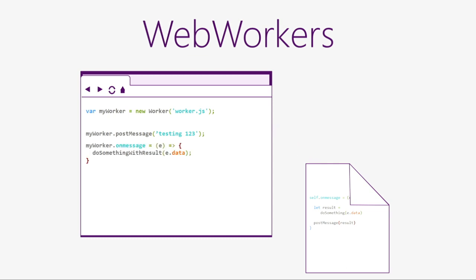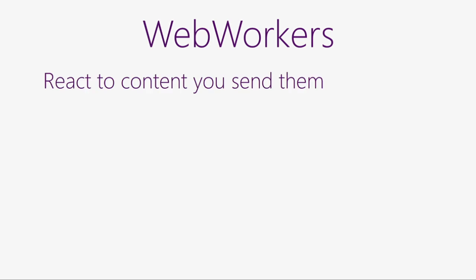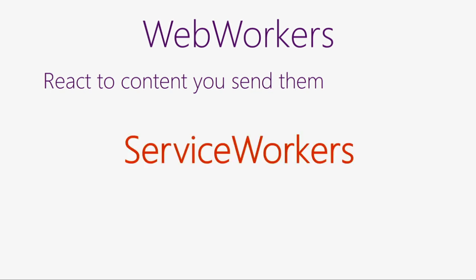You don't have direct access to the DOM inside of your web worker, but you do have the ability to do anything you can do in native JavaScript. You can do a lot of complex, heavy-handed calculations, but you won't be able to change an item on the page. So a key thing that's different between a web worker and a service worker is that a web worker reacts to content you send to it. You will have to send out a string to get processed by a web worker.